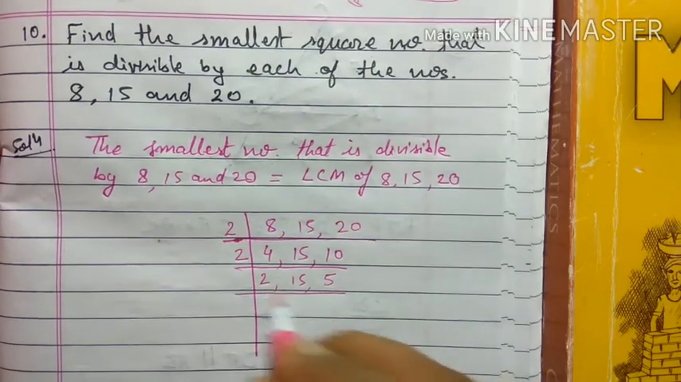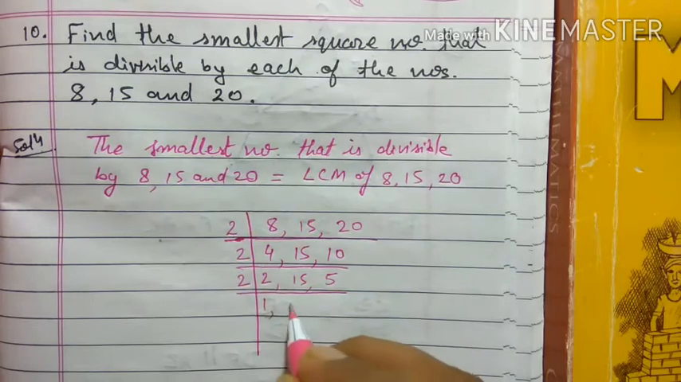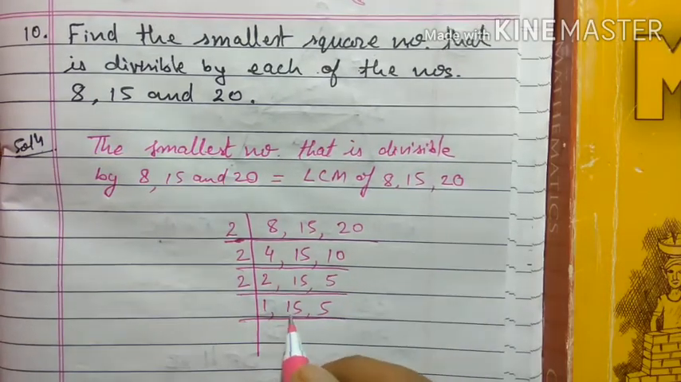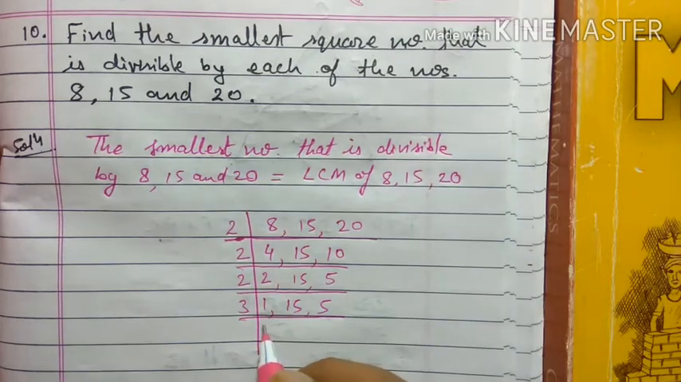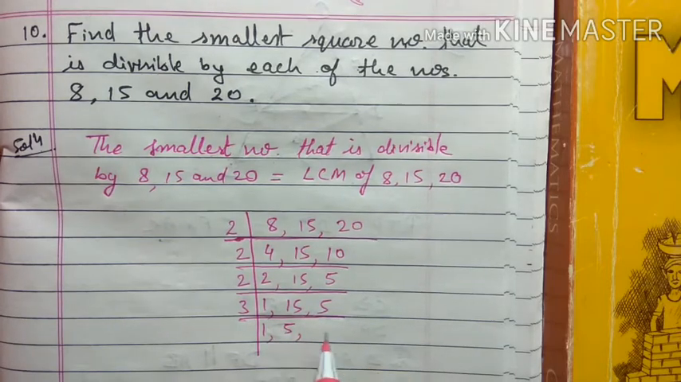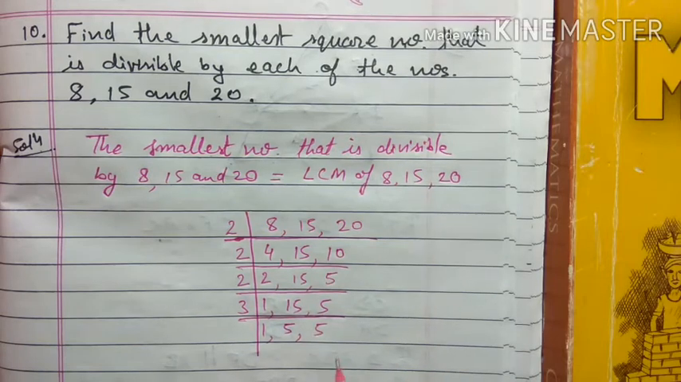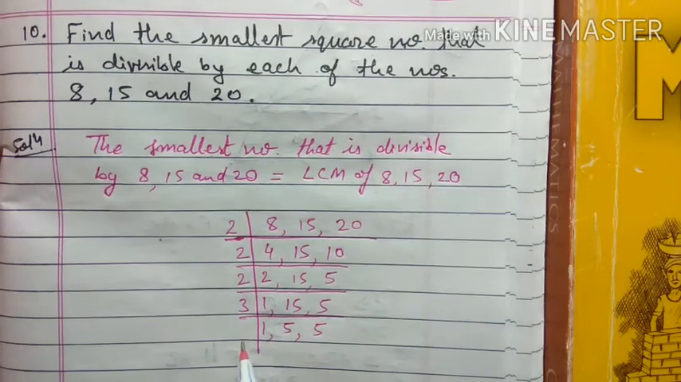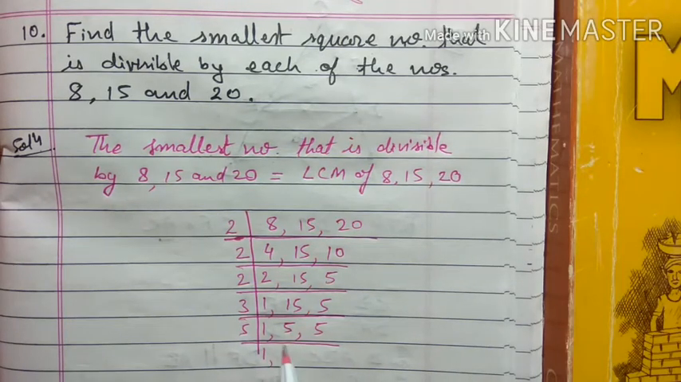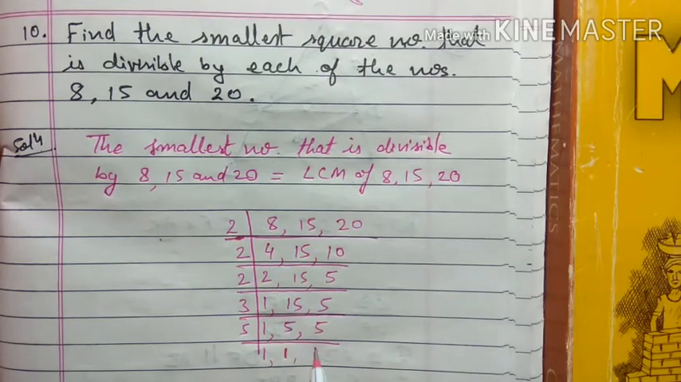Now here 2 1s are 2. 15 is not divisible, 5 is not divisible. Now this 15 is divisible by 3, so one of the factors is 3 also. 3 1s are 3, 3 5s are 15. This is 1, 3 5s are 15, and 5 is not divisible by 3, so 5 is written as usual. Now at the last we will divide by 5, so 1 is 1. Here 5 1s are 5.